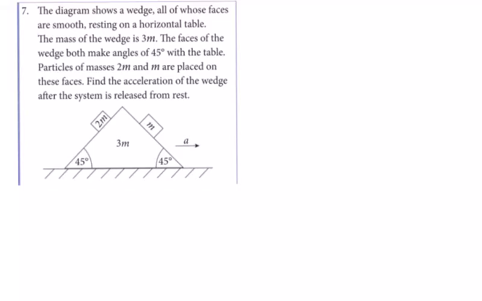The diagram shows a wedge, all of whose faces are smooth, resting on a horizontal table. The mass of the wedge is 3m. The faces of the wedge both make angles of 45° with the horizontal. Particles of mass 2m and m are placed on the faces and released from rest.